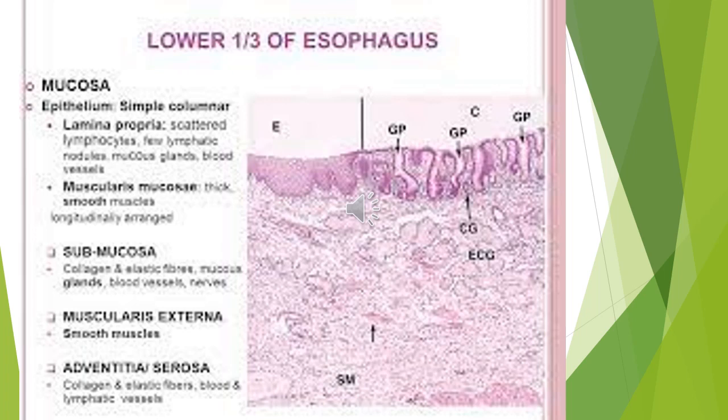Meissner's plexus. Then coming over to the muscularis externa, only smooth muscle will be present in the lower 1/3 arranged in the form of inner circular and outer longitudinal, while this portion, that is the abdominal part of the esophagus, will be covered with serosa.